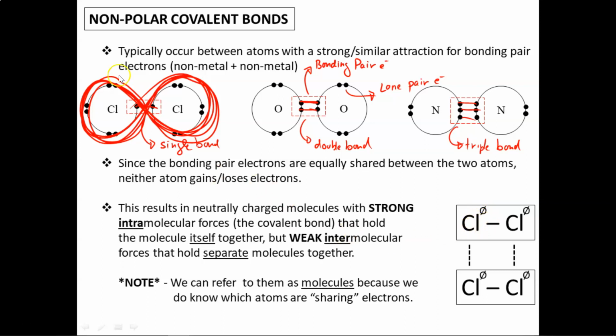And so molecules formed with nonpolar covalent bonds tend to have very strong intramolecular forces, so that's the one that's holding the molecule together, but very weak intermolecular forces, so that's what is attracting two separate molecules. So just keep in mind, when we say intramolecular, we are referring to the force that holds the actual molecule itself together. Right? So the intra, within the molecule itself.